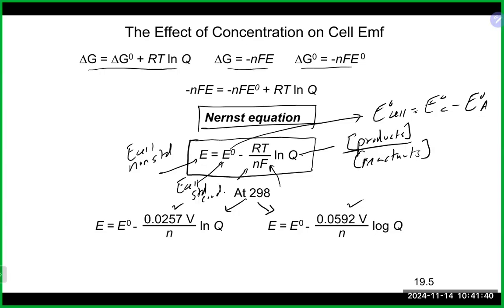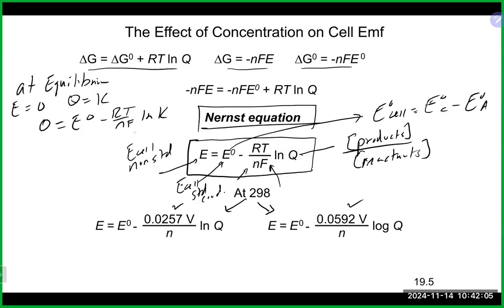This, by the way, is where we got the other equation that had the equilibrium constant, because at equilibrium, E would equal 0 and Q would equal K, which would give you 0 is equal to E naught minus RT/nF natural log of K. Bringing this entire thing to the other side gives you the equation we just used, the RT/nF natural log of K.